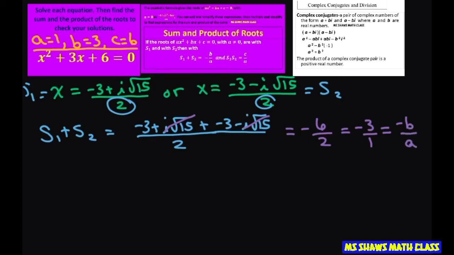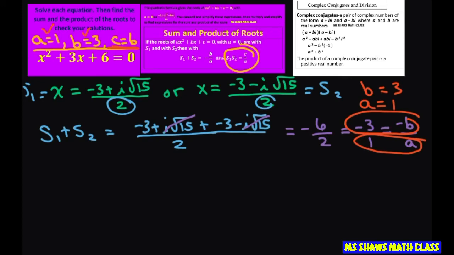Now, looking at this, we have negative b equals negative 3, so b equals 3. We have a equals 1. So we got these two. Now let's check for the c, because the c is in this formula, the product part of the roots. So let's multiply our two solutions together. Remember, we're going to be using this formula here, because we have imaginary or complex solutions.